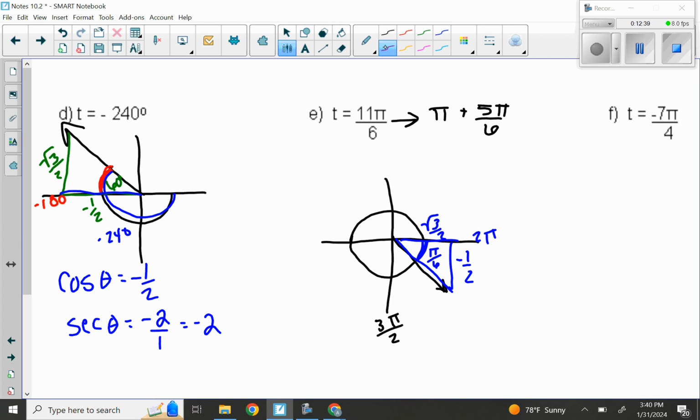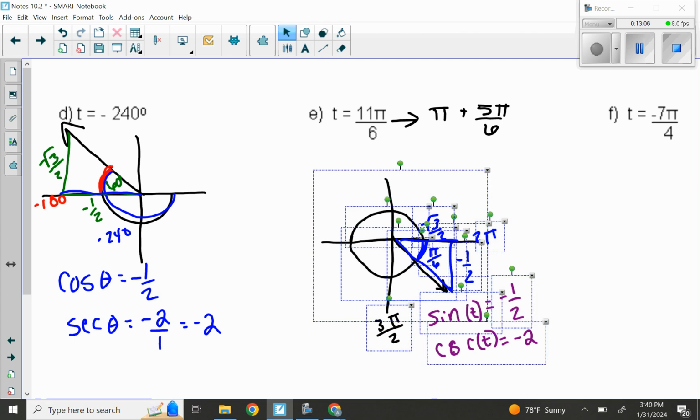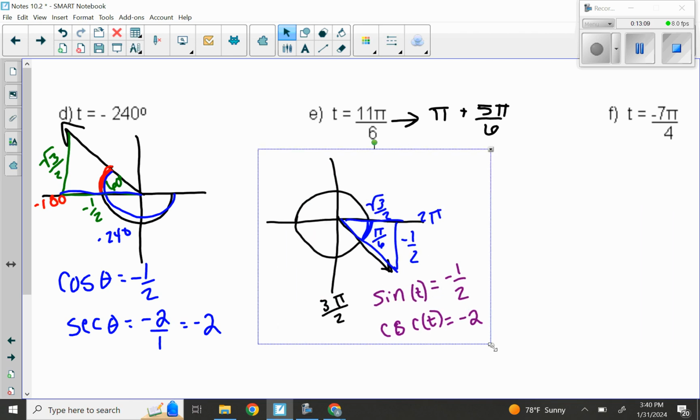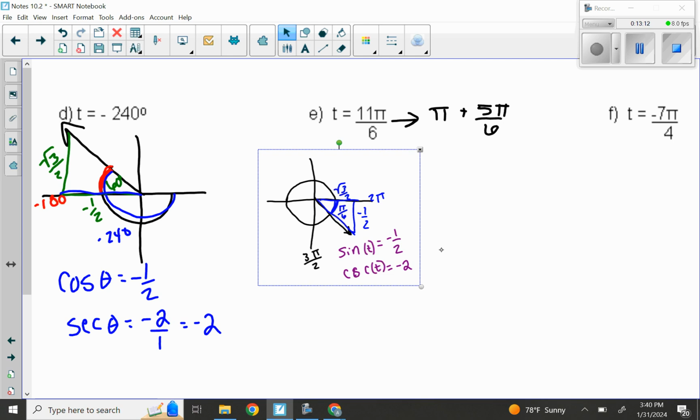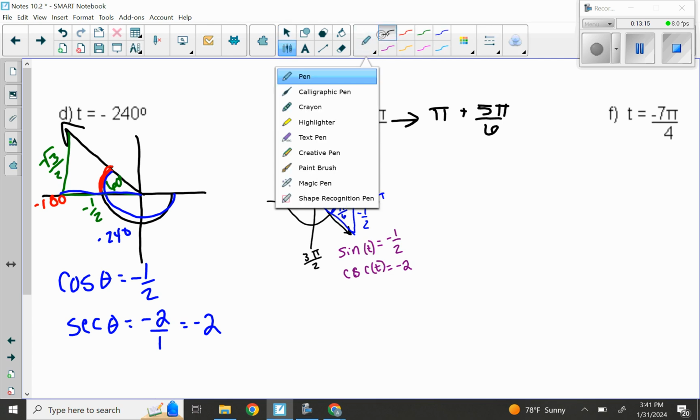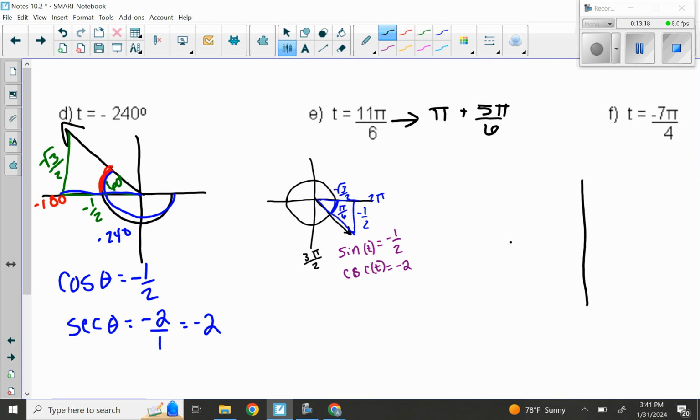And then I'm going to do sine on this one. So sine of t equals, sine is our y value, that's negative 1/2. And then cosecant is flipping it, which would be just negative 2. So hopefully this is like streamlining the process, making it a little bit easier, just making that connection between the x and the y, and also how far around you're going. All right, and our last one, this time I'll do tangent and cotangent.